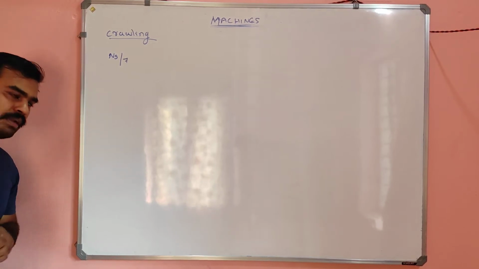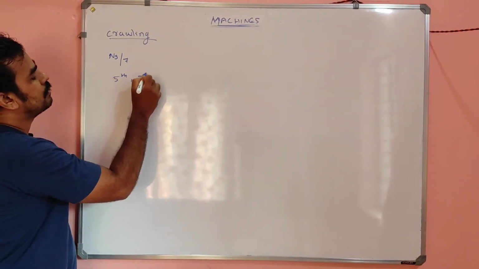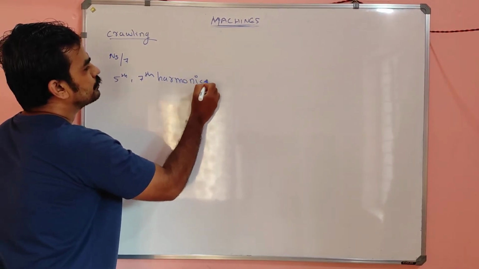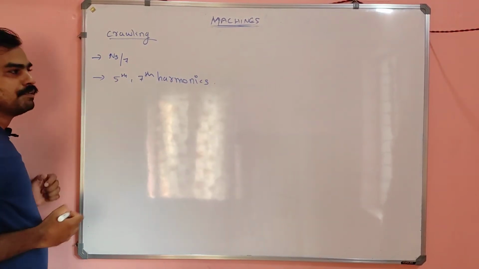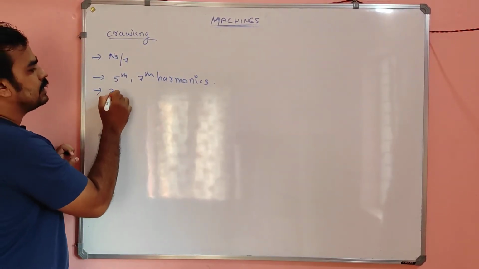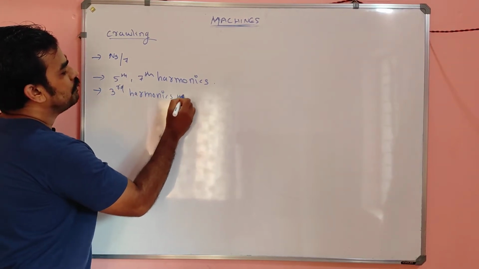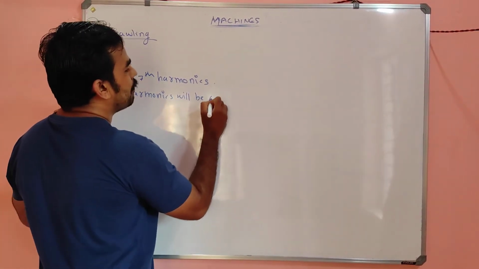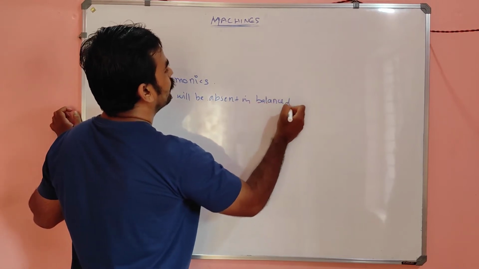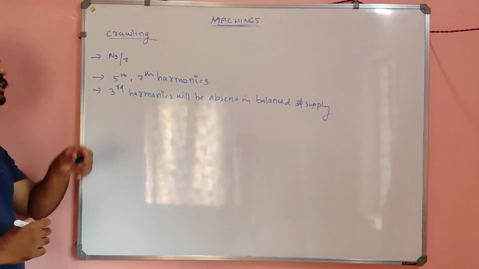The reason for crawling is mainly the 5th and 7th harmonics. But there are third harmonics also. But the third harmonics will be cancelled or will be absent in a balanced 3-phase supply. If you apply a balanced 3-phase supply, there will not be third harmonics.